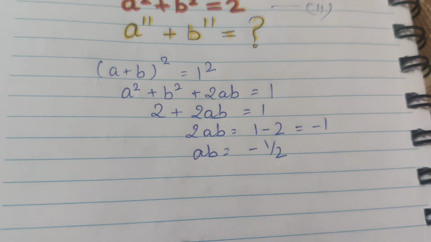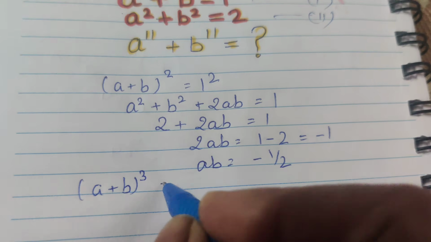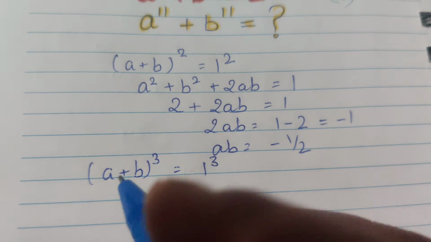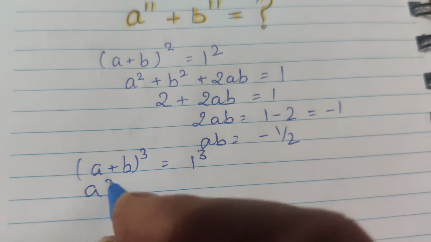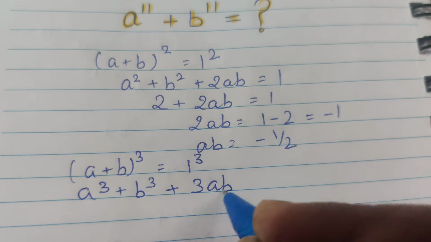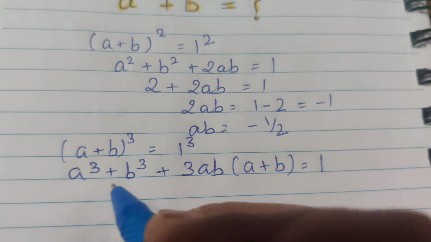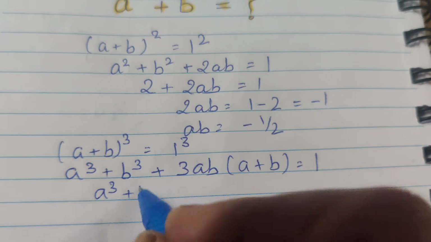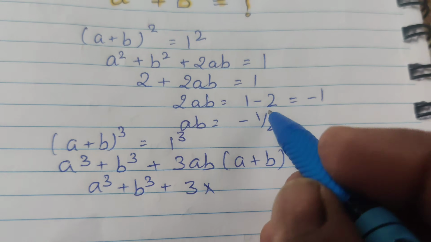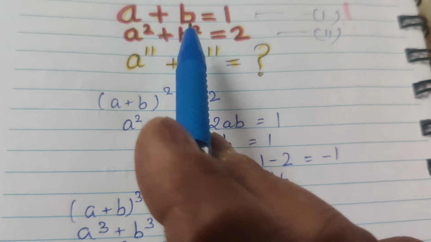Now, again cube the first equation. It means (a + b)³ = 1³. Now expand the formula of (a + b)³: a³ + b³ + 3ab(a + b) = 1. Again, a³ + b³ + 3ab. Now put the value of ab. The value of ab is −1/2 and a + b = 1.